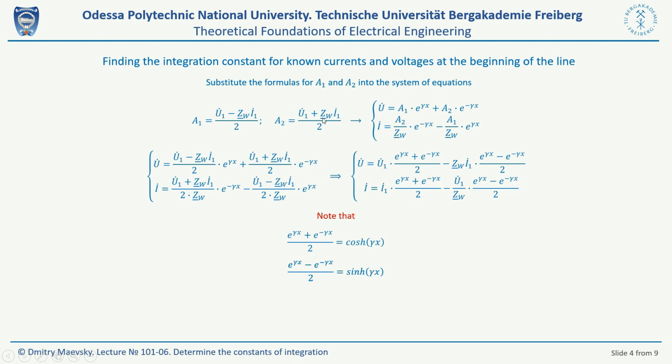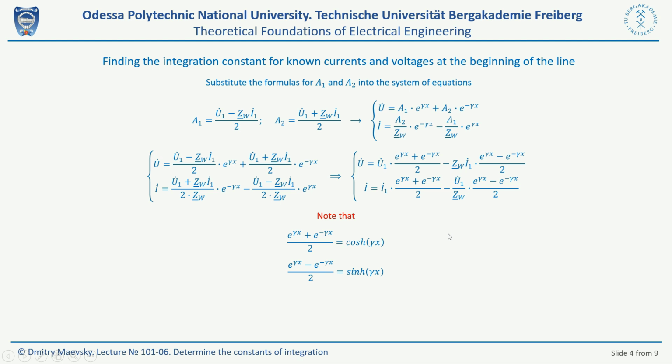Let us substitute the found constants of integration into the general system of equations for the line. After simple transformations, we obtain the following system of equations. Note that these equations involve the half sums and half differences of the exponents of the gamma x product.